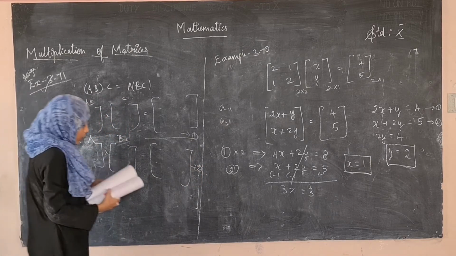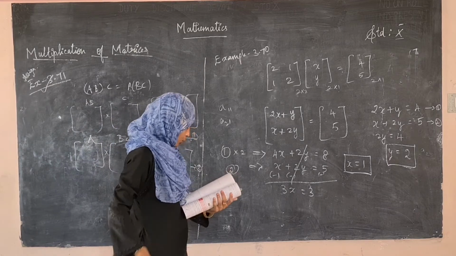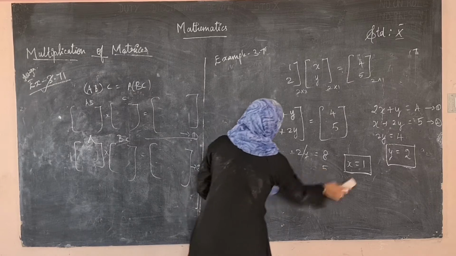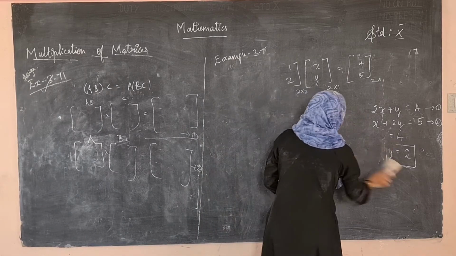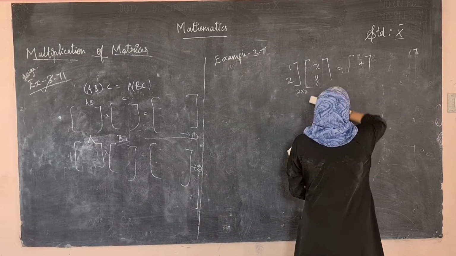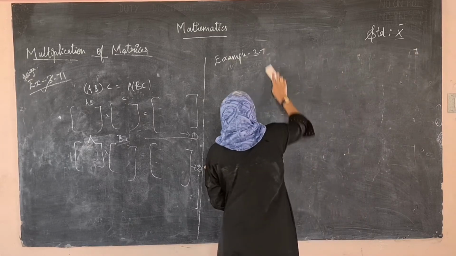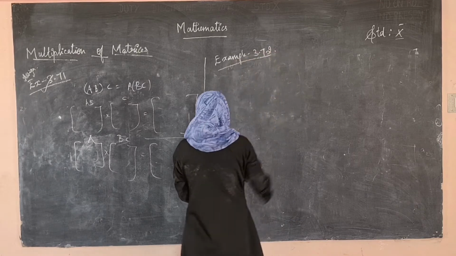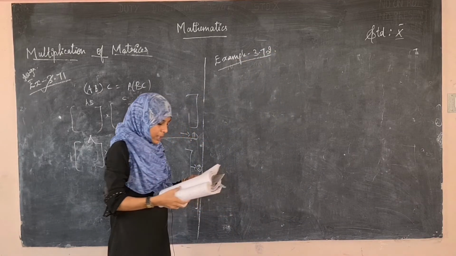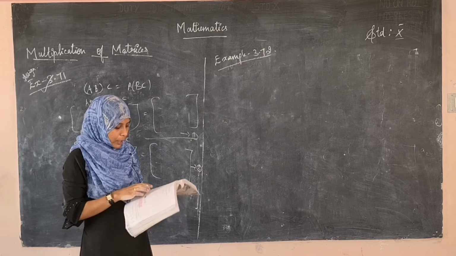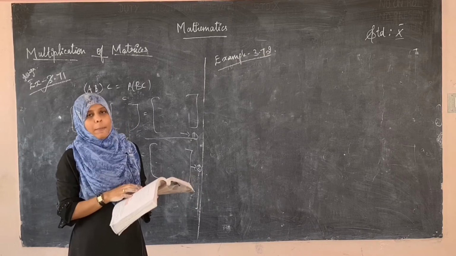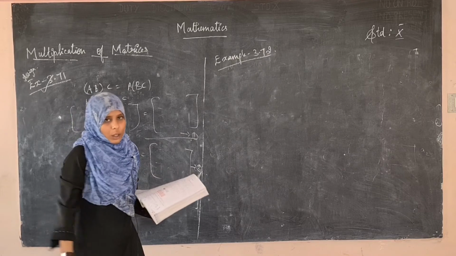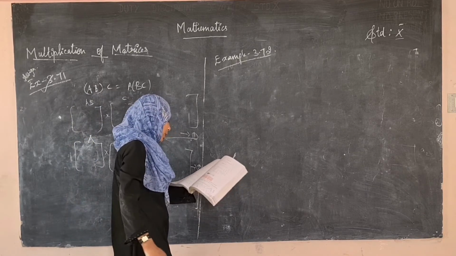Now example 3.72. What have they given? They have given 3 matrices. We have to verify that A into B plus C is equal to AB plus AC. That is, multiplication is distributive over addition. We have seen this property, so we are going to prove that.